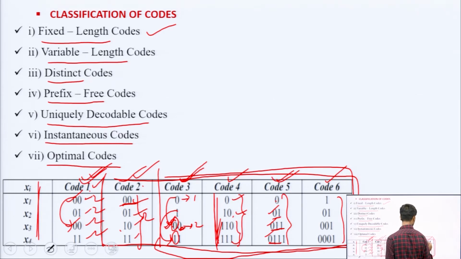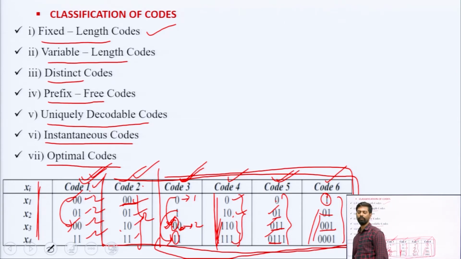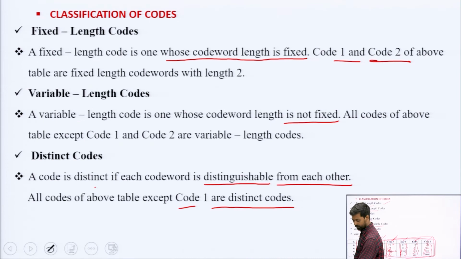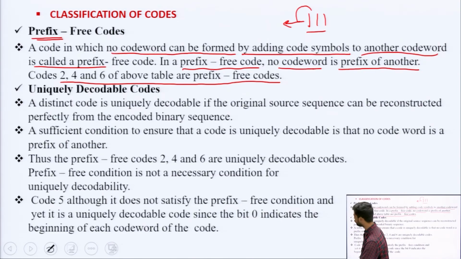And you can see that code 6, 1 is not a prefix of any other three codes. Similarly, 01 is also not a prefix for any other codes, and 0001 is also not a prefix for other codes. So you can see that these 2, 4, 6 are the prefix free codes.